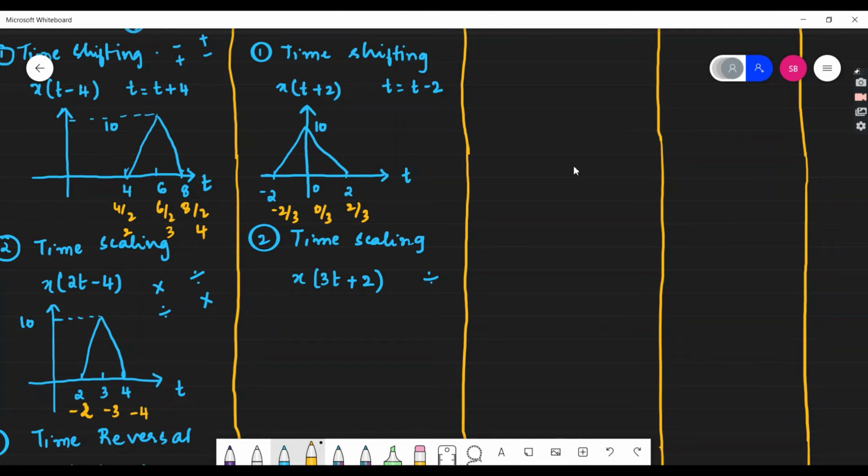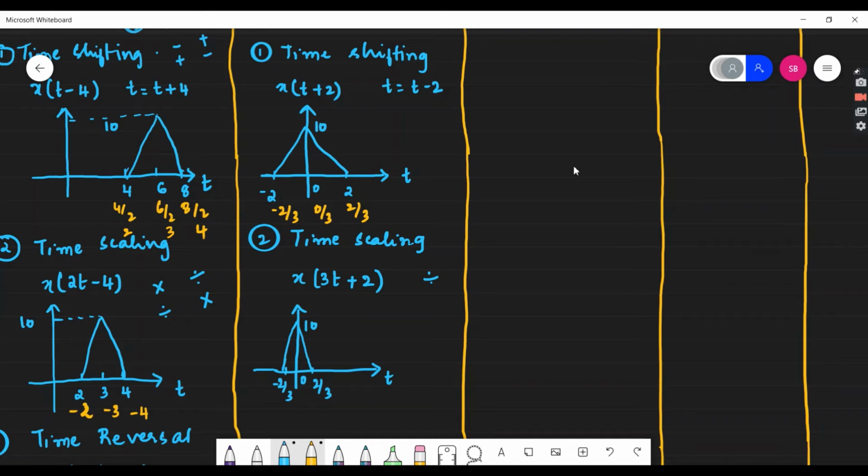In such condition, I am getting the sketch or the plot for x of 3t plus 2 as minus 2 by 3. So minus 2 by 3 may lie somewhere here. This I will take as minus 2 by 3. This is 0. 0 by 3 is 0. And then somewhere here I will consider plus 2 by 3. So this is with respect to t. Again the amplitude will remain the same, which is nothing but 10. This is the x of 3t plus 2 signal.